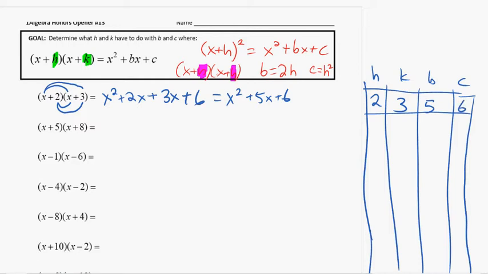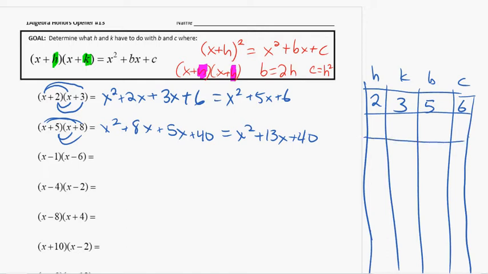Alright, let's keep going, see if we can figure it out. Distributing again. X squared plus 8x plus 5x plus 40. So that's x squared plus 13x plus 40. And keeping track, this was 5 and 8, and it gave me 13 and 40. Some of you might already see the pattern, but in case you don't, I'm going to do one or two more and see if we can come up with one.